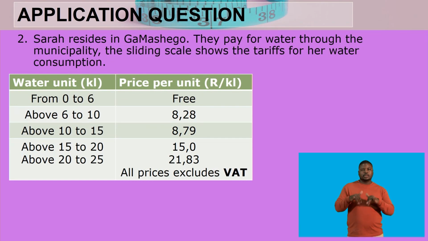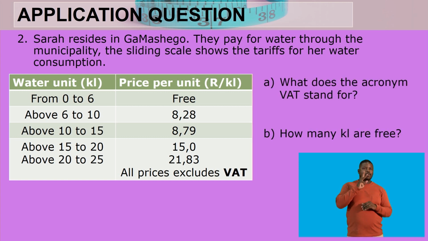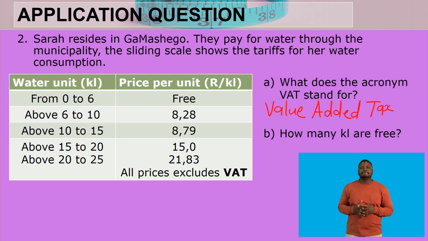Then Sarah resides in Hamashiru. They pay for water through the municipality. The sliding scale shows the tariff of her water consumption. Question A says, what does the acronym VAT stand for? What is VAT in full? It is V for value, A for added, then T for tax. So it's value added tax.